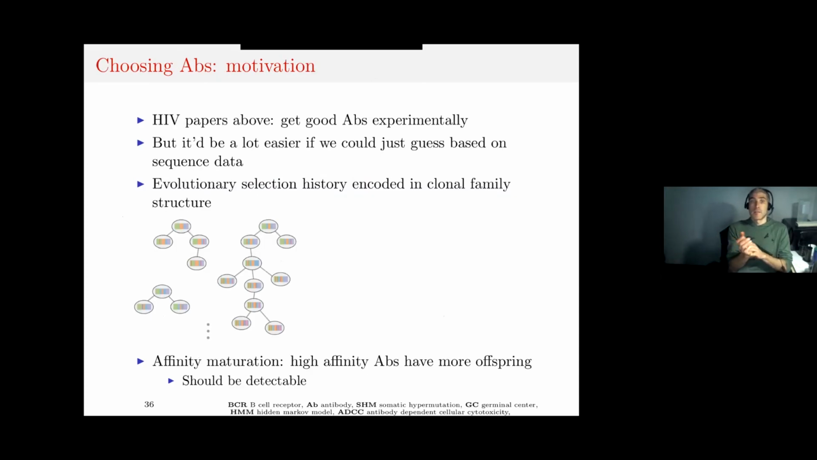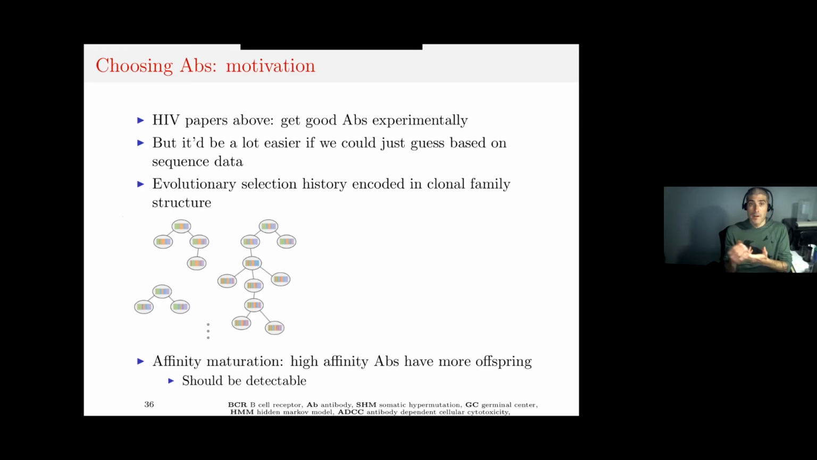Okay, and the last methods thing I'll talk about here is a way to choose antibodies that are likely to be high affinity based just on the sequencing data. In all of the HIV papers I was mentioning, they use wet lab techniques to extract PCR sequences or antibodies that they know are highly neutralizing or have a lot of ADCC activity. There's a lot of different ways to do that. You can use cell sorting or microneutralization or that kind of thing. All of those are really effective, but they're also really expensive and really time consuming.